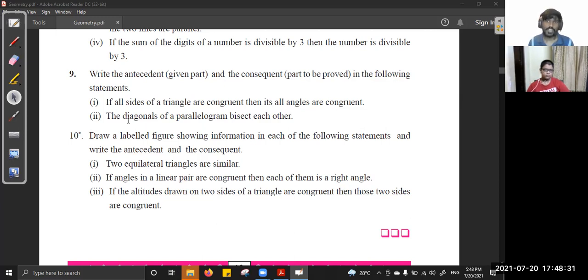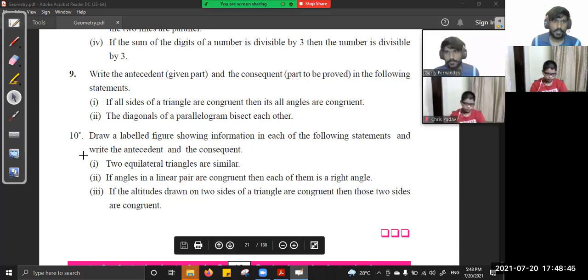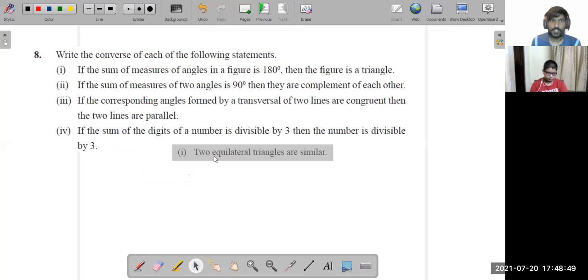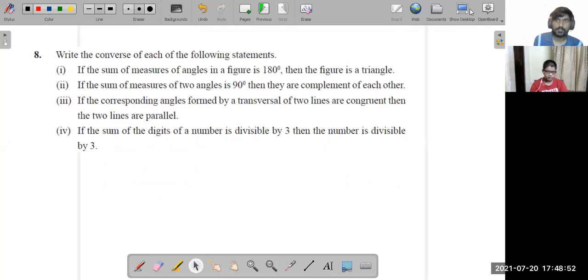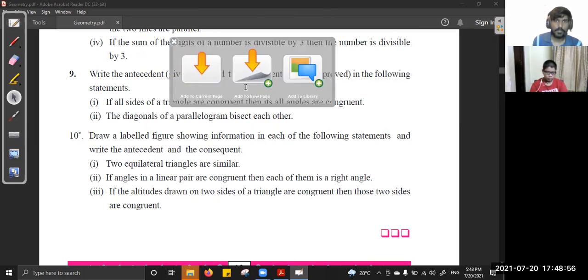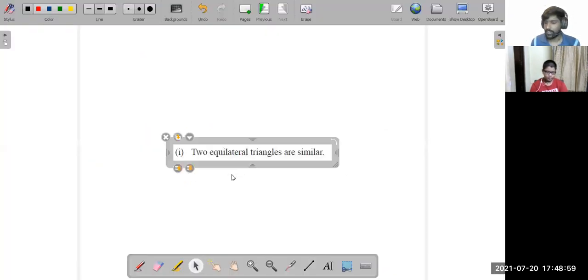Okay. So in this next one, what you have to do is draw a labeled figure showing each piece of information in each of the following statements and write the antecedent and consequent. So you'll be able to write for the first one. It says two equilateral triangles are similar. So what will be the antecedent for this one?